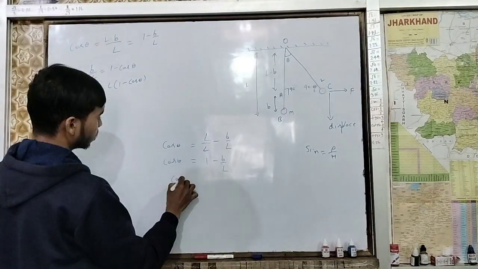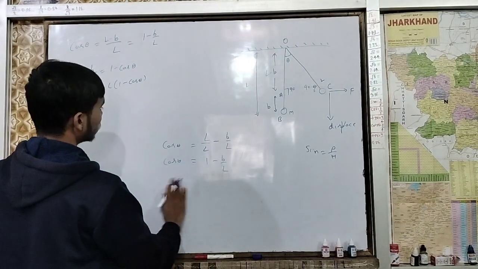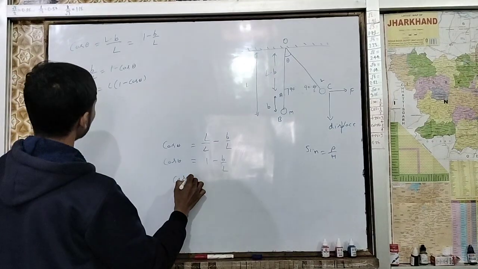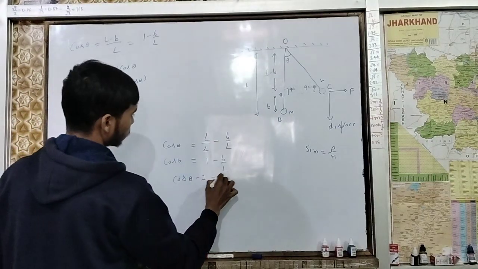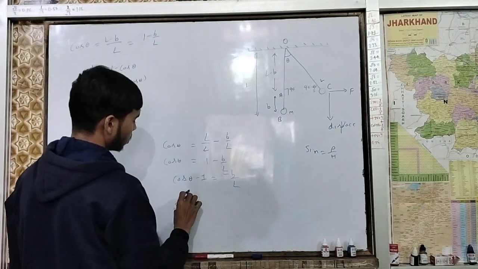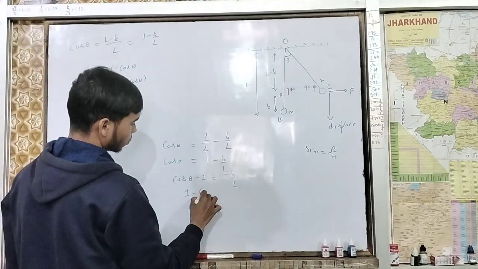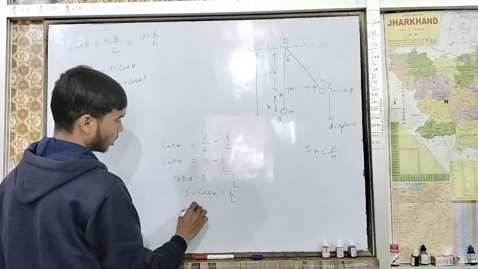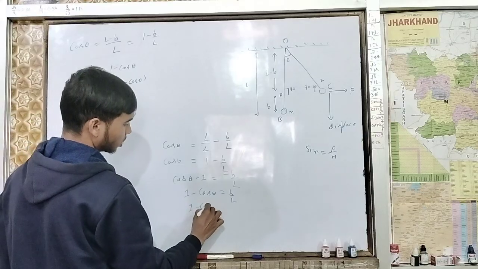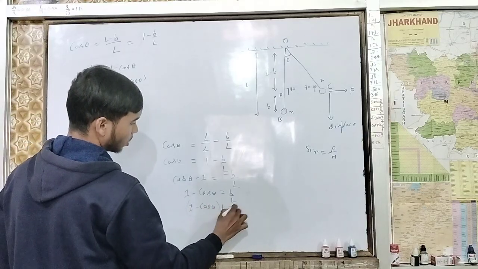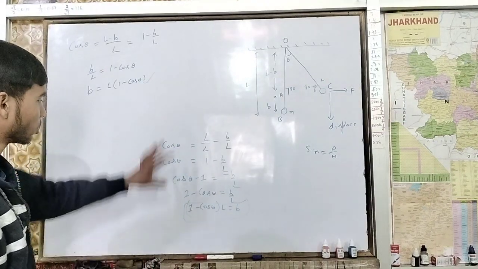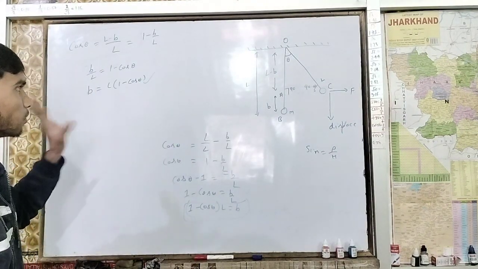Now cos theta minus 1 is equal to minus B upon L. So 1 minus cos theta is equal to B upon L. We want only B, so (1 minus cos theta) times L is equal to B. That is what we brought over here, the value of B.